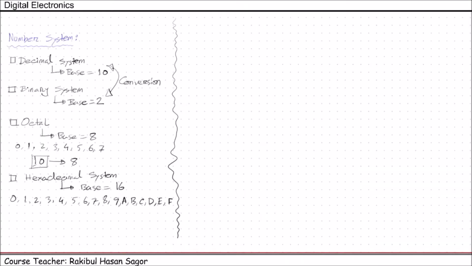In our last lecture, we were discussing number systems. Today, we'll see how to convert from one number system to another. So we'll start with the topic that is number system conversion.